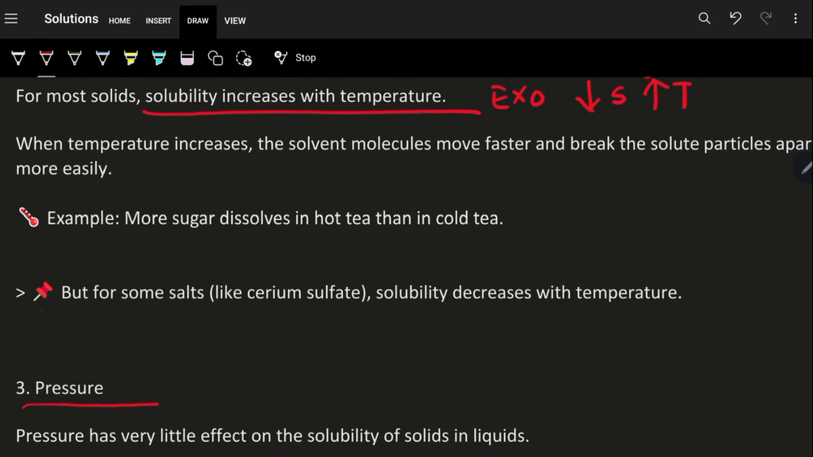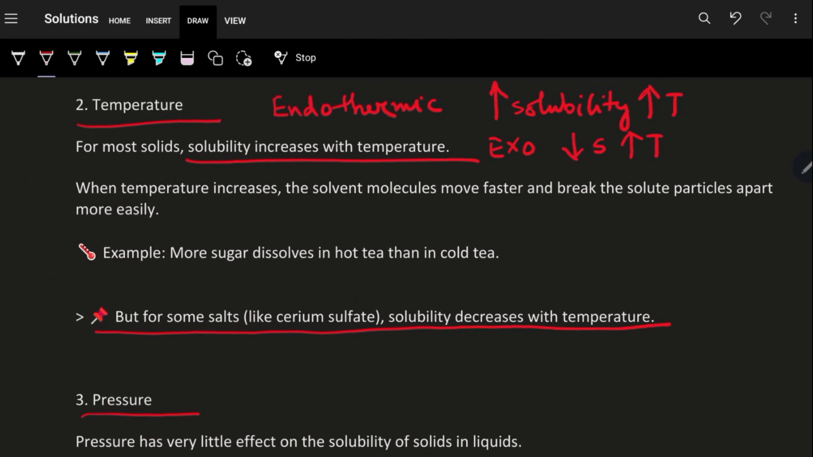But for some salts like cerium sulfate, solubility decreases with temperature. So obviously the solubility process of cerium salt may be exothermic. Of course, it's exothermic.